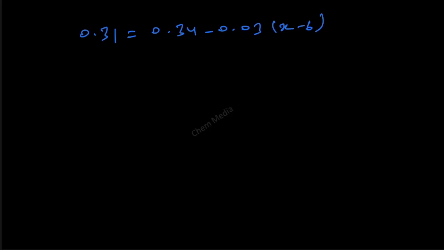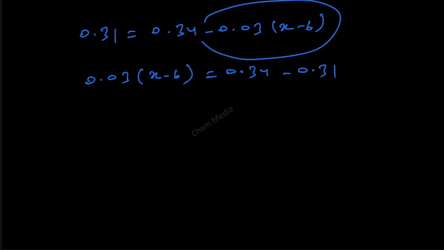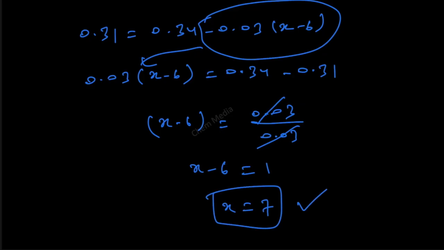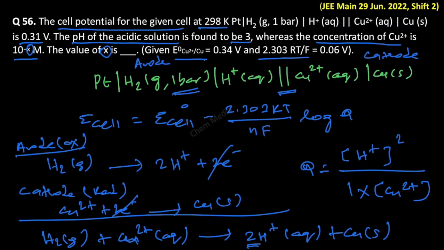So therefore 0.03 times x minus 6 is equal to 0.34 minus 0.31. I just brought this term to the other side. So therefore x minus 6 is equal to 0.03 divided by 0.03. So therefore x minus 6 is equal to 1. Therefore x is equal to 7. Therefore 7 is the correct answer here. So therefore the value of x here is 7.